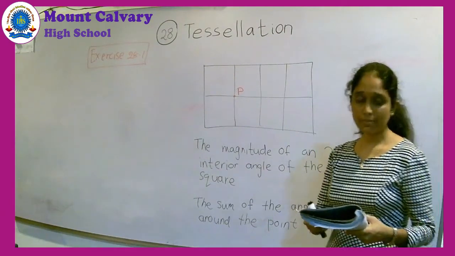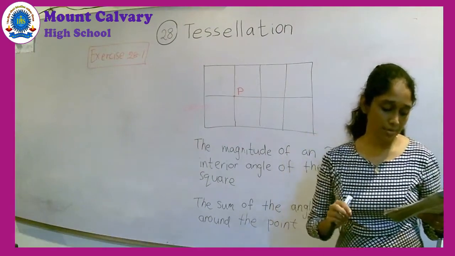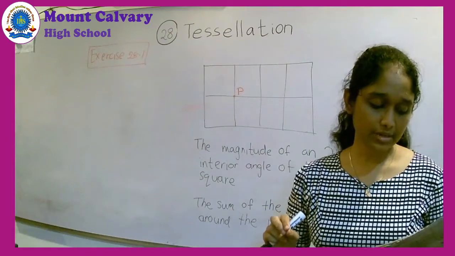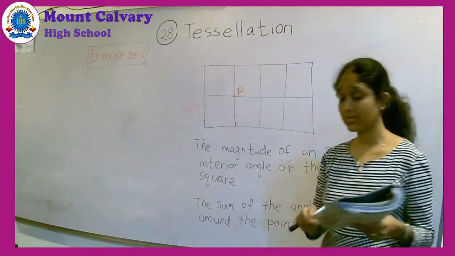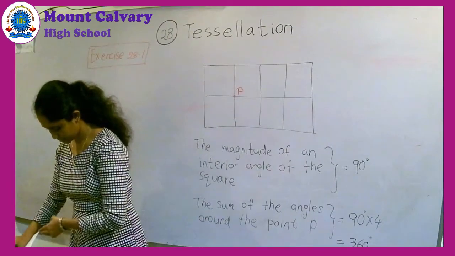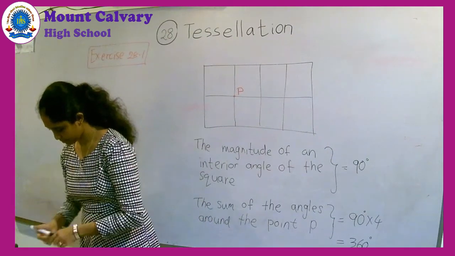Then, in this purple color box: the sum of the angles around a vertex point of a tessellation created using rectilinear plane figures is 360. Okay?